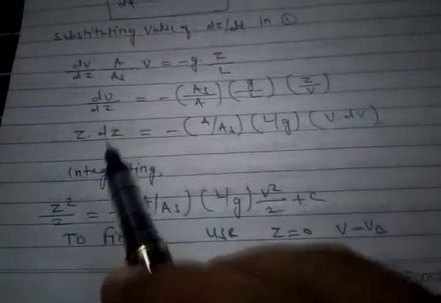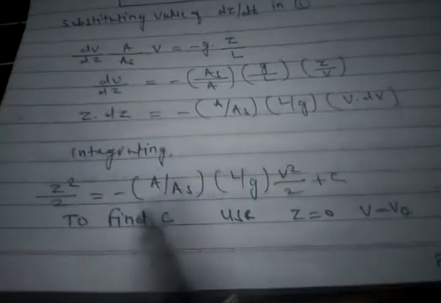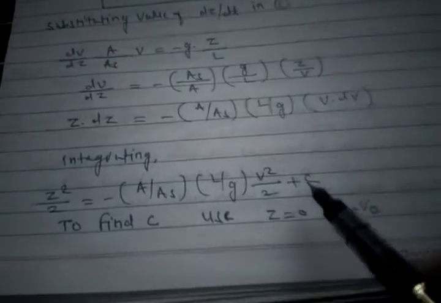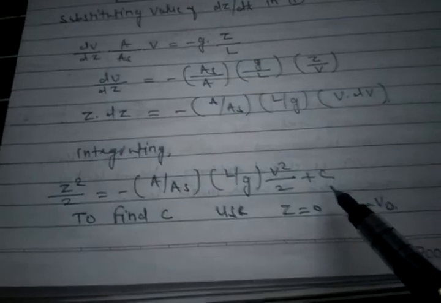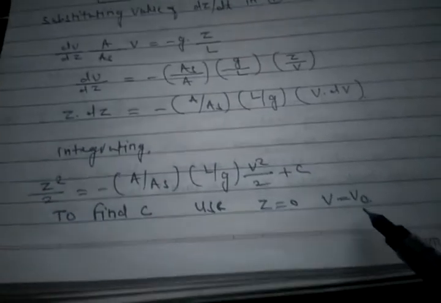Here Z dZ is there and here V dV is there. We can integrate. So Z square by 2 is equal to minus of A by As, which is a constant, L by G, again a constant, and V dV, V square by 2 plus C, the constant of integration. Next, to find the constant of integration C, use the initial conditions, that is Z is equal to 0 when V is equal to V0.